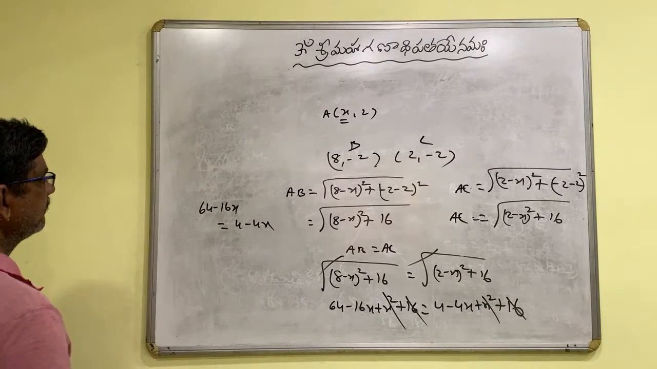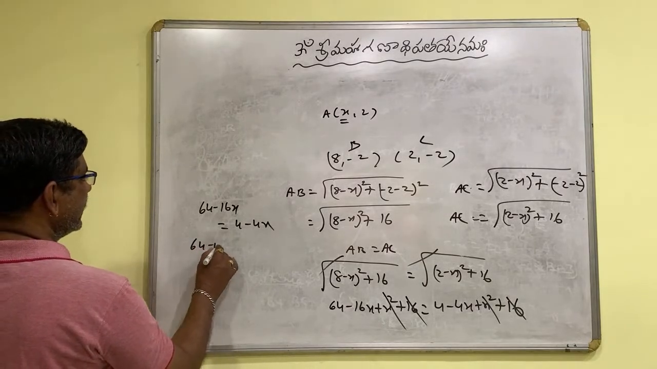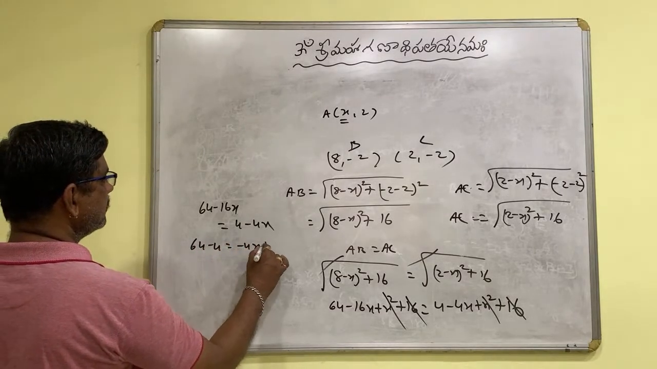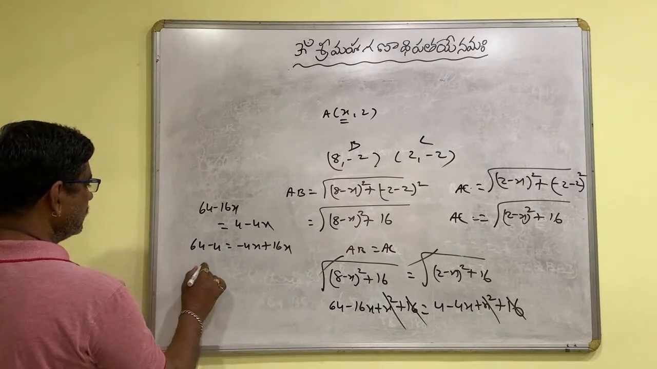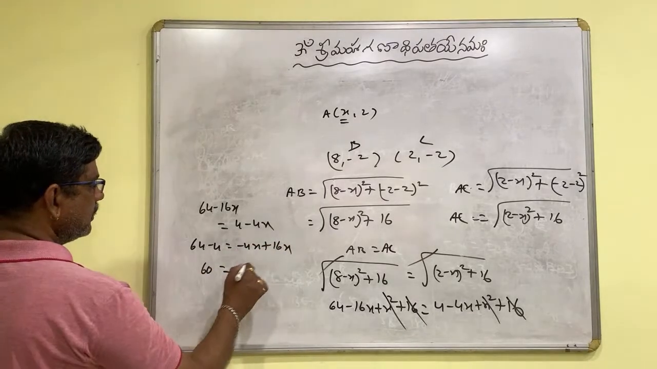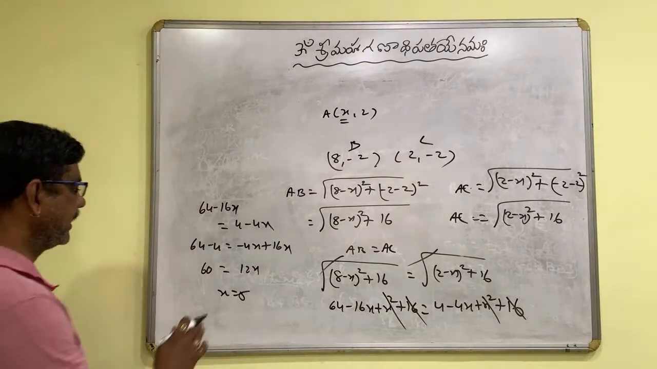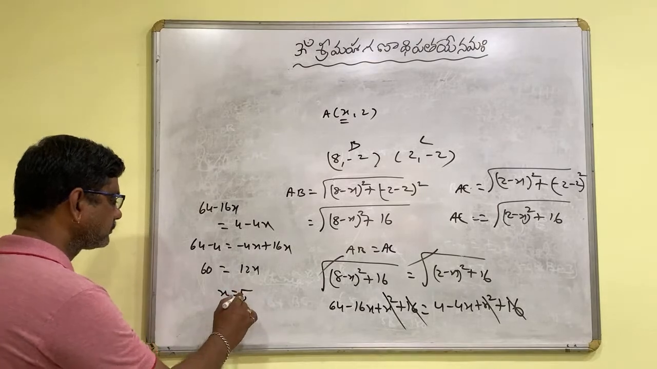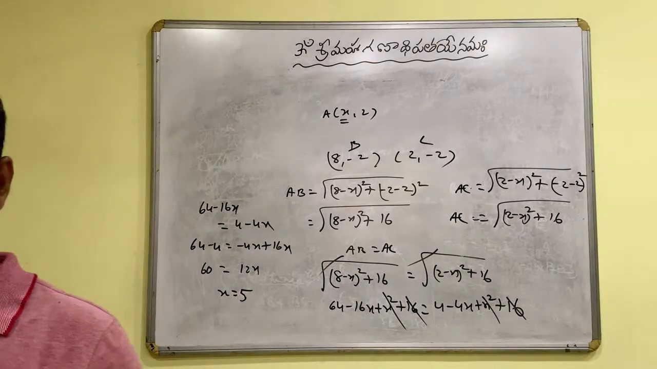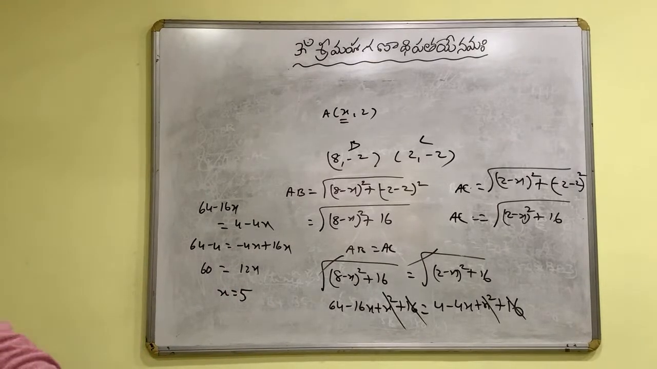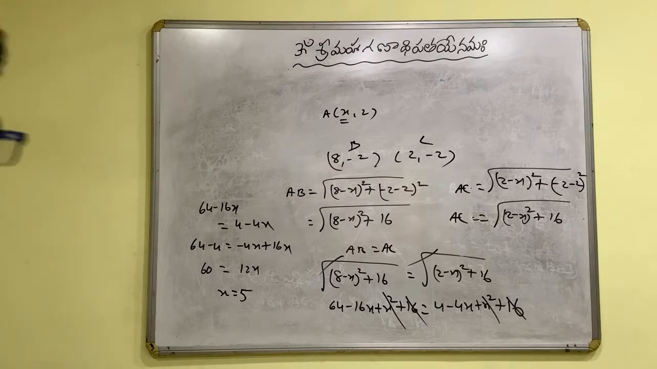What is x now? 64 minus 4 is equal to minus 4x plus 16x. This will be 60. 12x. I think x is 5. X is 5, not 3. How will it be 3? X is 5.